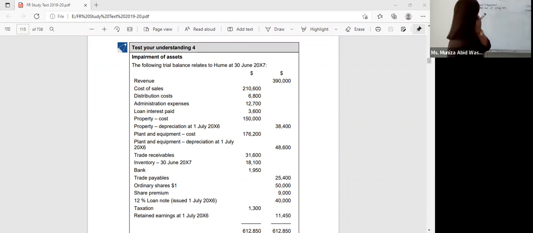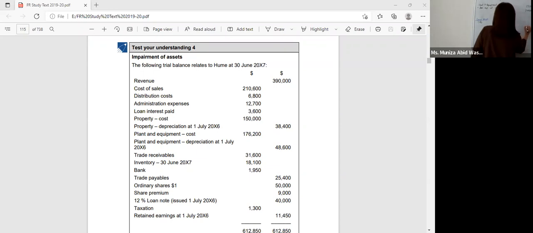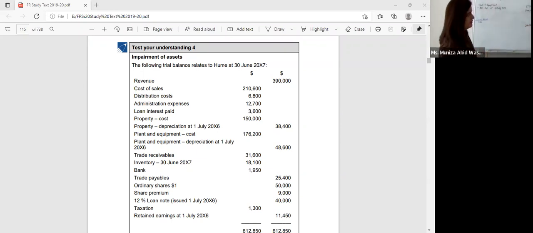Then we have trade receivables. Trade receivables are mentioned under current assets. I think our balance sheet would not fit over here. So under current assets, we have trade receivables. Trade receivables are 31,600. We can write these in the internal column again if there would be any adjustment. Trade receivables 31,600.